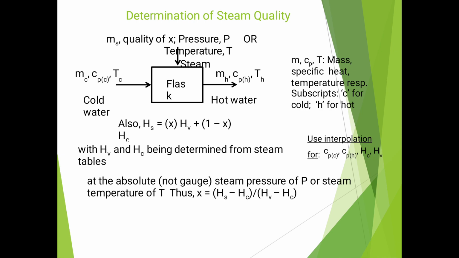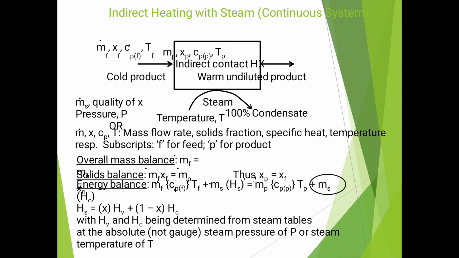Next, determination of the steam quality. To determine the steam quality, we are using a flask here. Hv and Hc are determined from steam tables, and M, Cp, T are mass, specific heat and temperature respectively, with subscript C for the cold and H for the hot. At the absolute steam pressure P or steam temperature T, X equals Hs minus Hc, divided by Hv minus Hc.